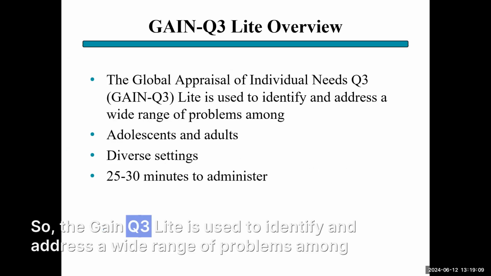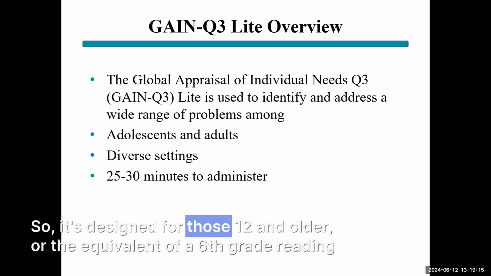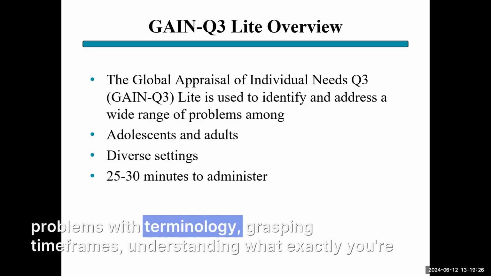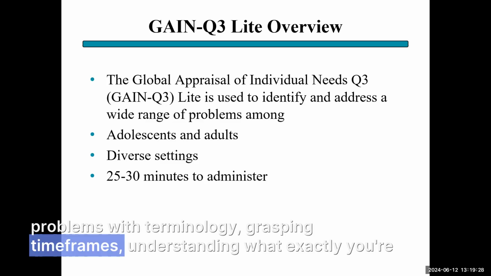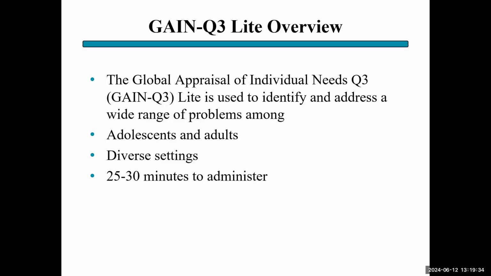So the GAIN Q3 Lite is used to identify and address a wide range of problems among adolescents and adults. It's designed for those 12 and older, or the equivalent of a 6th grade reading level. It's been done with participants younger, but obviously that can run into problems with terminology, grasping timeframes, understanding what exactly you're asking them, and questions that can be complicated if you're younger.